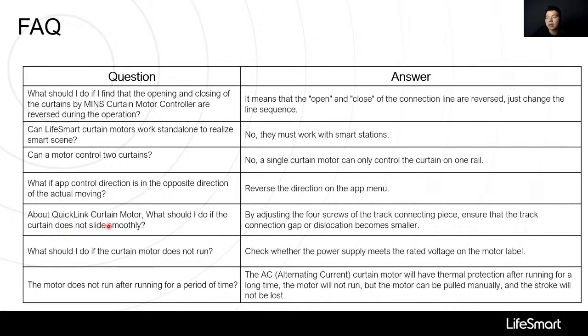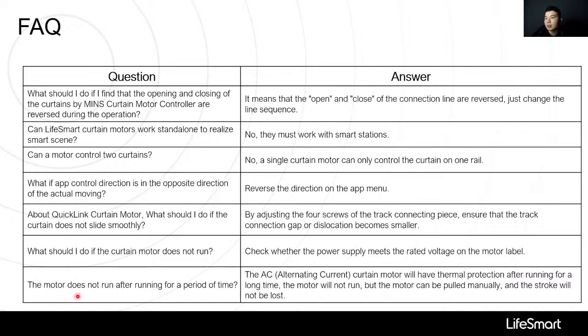About the quick link curtain motor. What should I do if the curtain does not slide smoothly? By adjusting the screws of the track connecting piece, ensure that the track connection gap or dislocation becomes smaller. What should I do if the curtain motor does not run? Check whether the power supply meets the rated voltage on the motor label.